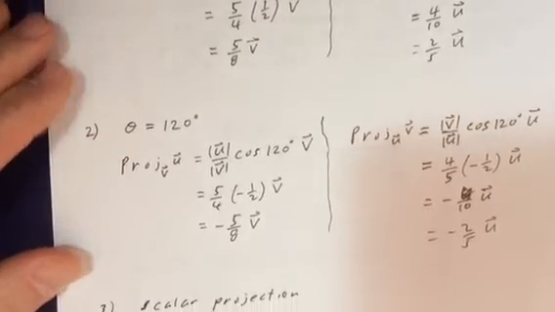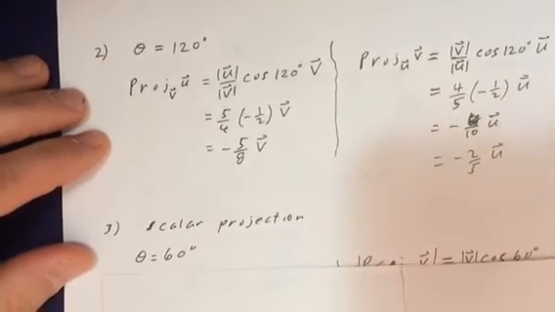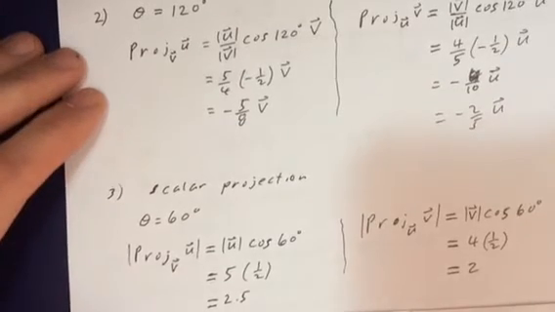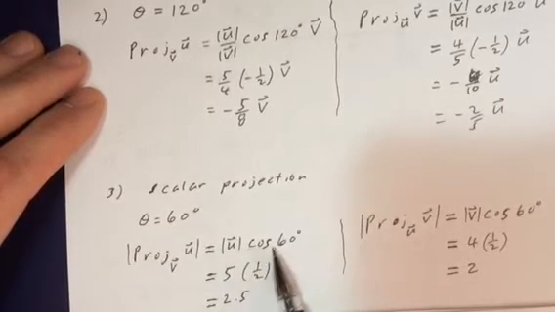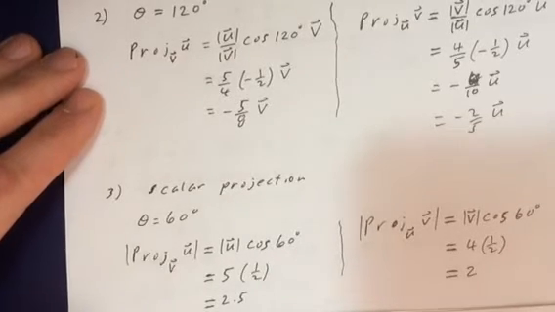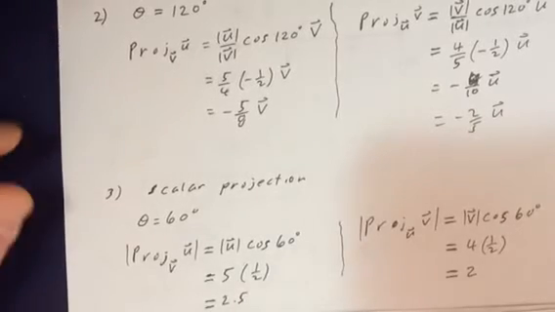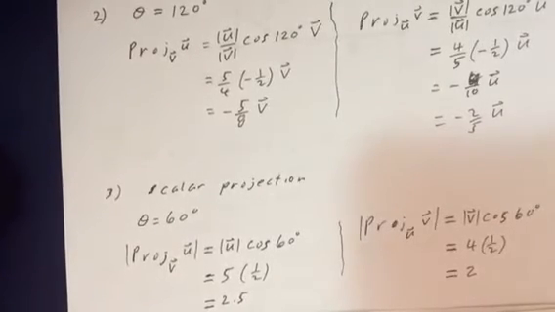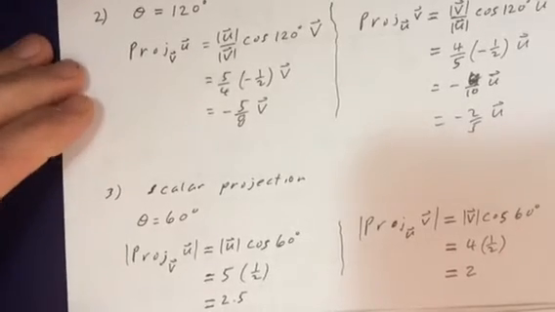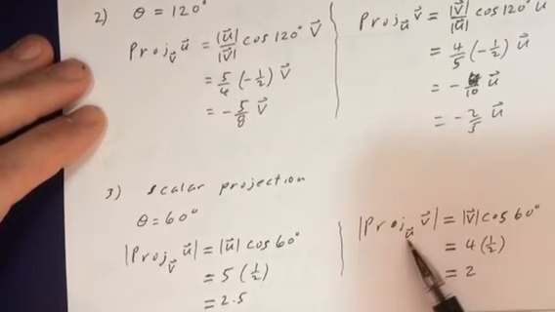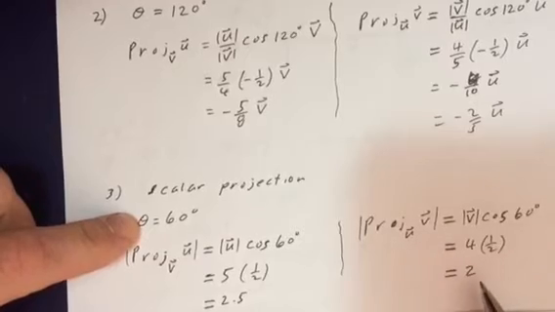And if we want to look at just the scalar projection, the angle between them is 60. We're just looking at the magnitude of u cos 60 now. We're not dividing by the magnitude of v or anything. So magnitude of u is 5, cos 60 is 1/2, and we get 2.5. So the scalar projection of u onto v is 2.5 units in the direction of v. The scalar projection of v onto u, when the angle is 60, is 2 units.